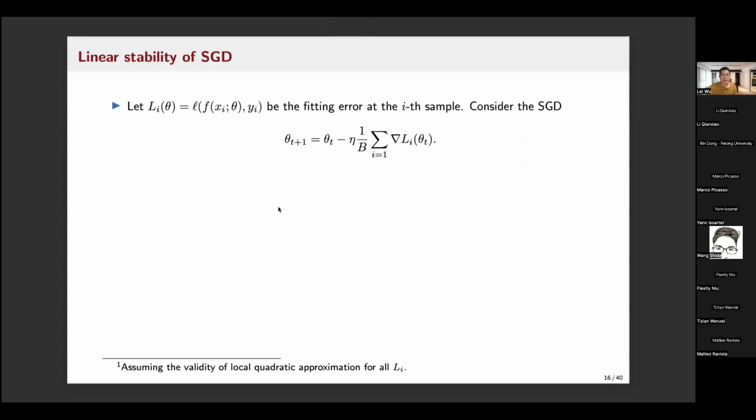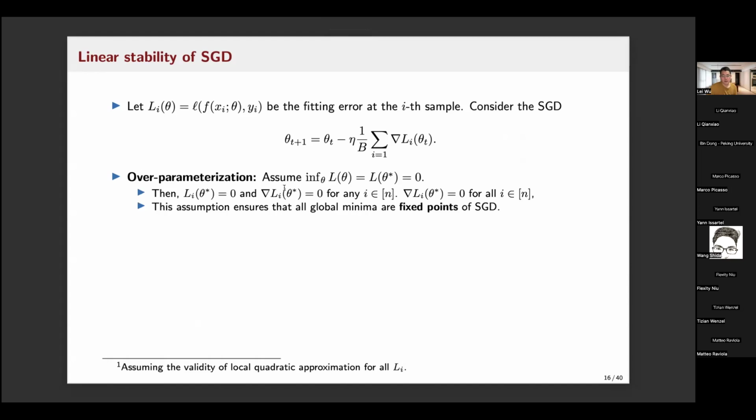For SGD, let's unify some notation. I will use Li to denote the fitting error on the i-th sample. The SGD is given by this equation, where capital B denotes the batch size. For analysis simplification, I make an over-parameterization assumption: the loss at the minimizer is 0. Under this assumption, at the global minimum each sample has zero loss, and the gradient of each sample is 0. This guarantees that all the global minima are fixed points of SGD, because no matter how small the batch size is, the mini-batch gradient is always 0.